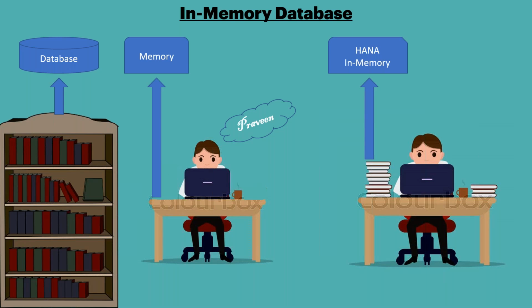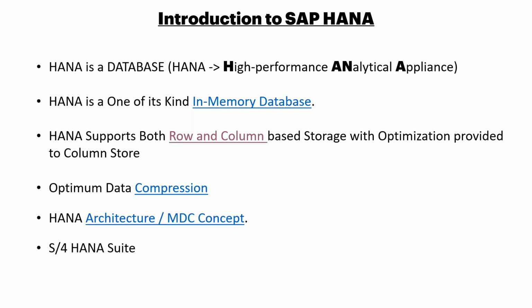So this is HANA in-memory, and that's what makes in-memory processing so much faster than any traditional system. Let's look at the other, technical aspects of what makes HANA stand out. HANA supports both row and column based storage, with optimization provided for column store. How many of you are aware of row style storage and column based storage?